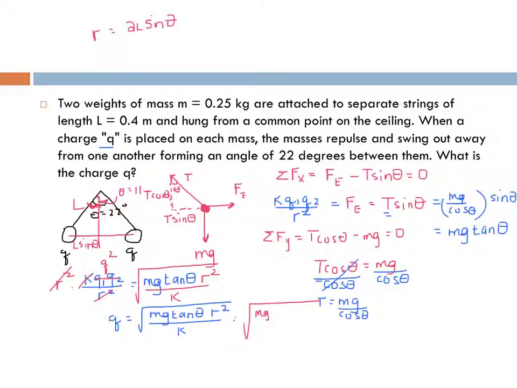Mg tangent theta, 2L sine theta squared, don't forget that squared piece, I know I'm starting to overlap here, divided by our value for K, which is 9 times 10 to the 9th. Once you plug in all of your values, you should get a charge of 1.11 times 10 to the negative 6th power. And this is a charge, so we're in units of coulombs.